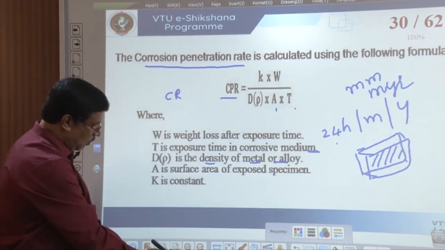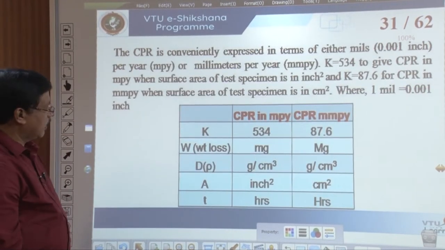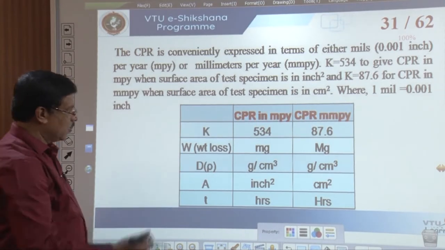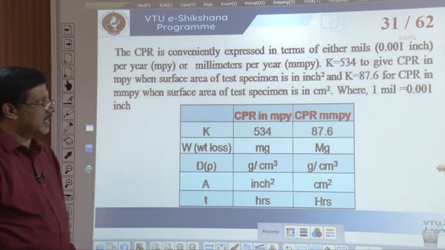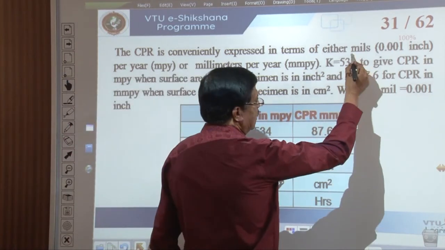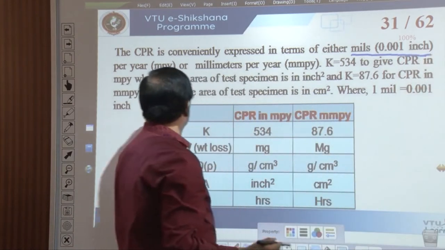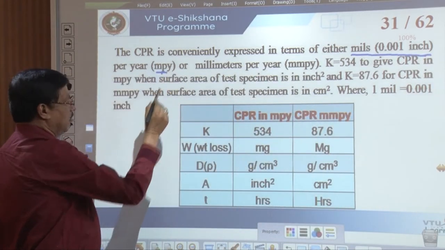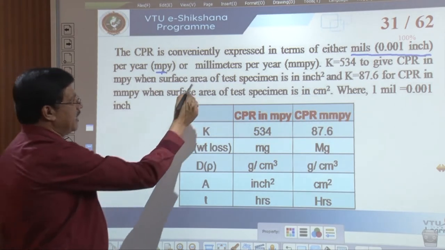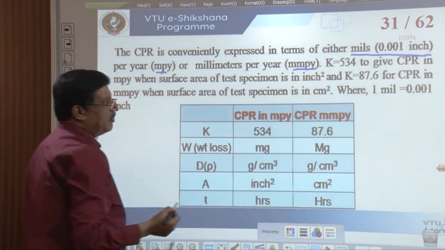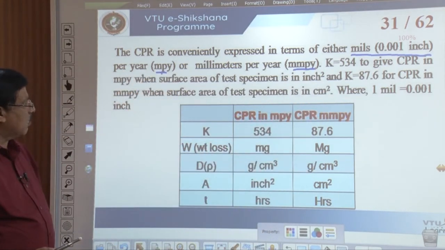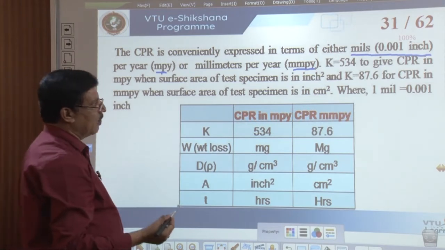So let us solve numerical problems one by one. Somewhere I told you about that constant value. The corrosion penetration rate (CPR) is conveniently expressed in terms of mils per year, that is MPY, or millimeters per year, MMPY. In the main examination, we may ask a question in mils per year, where 1 mil is 0.001 inch, or in millimeters per year.